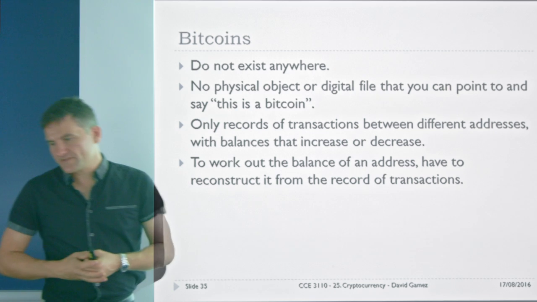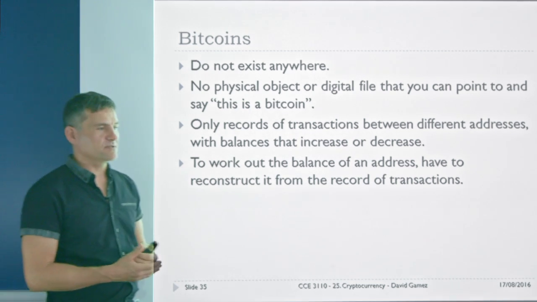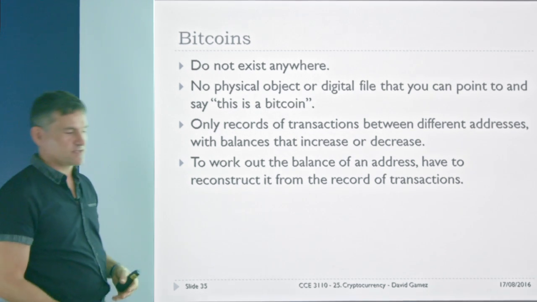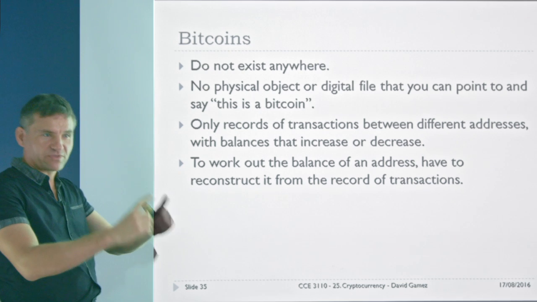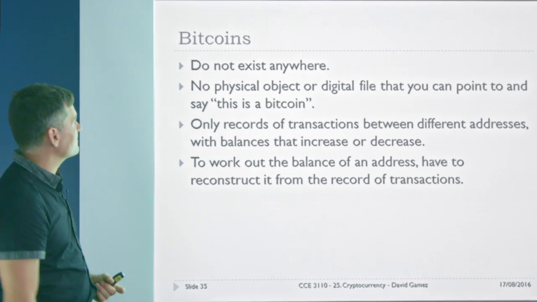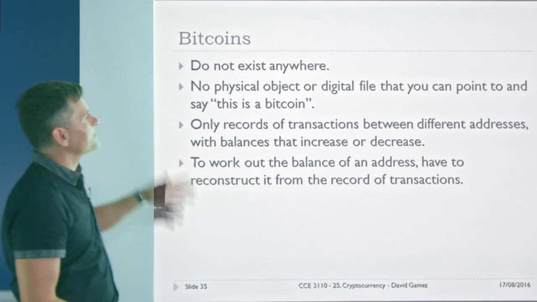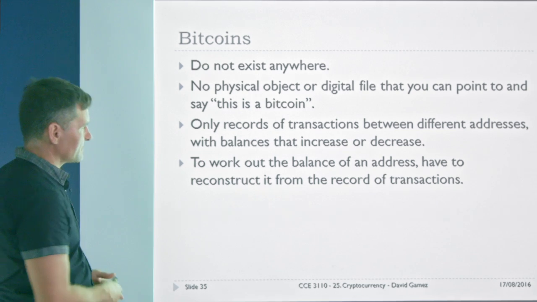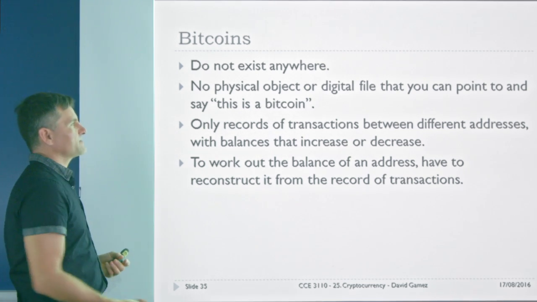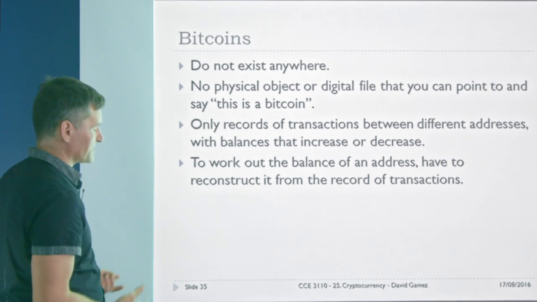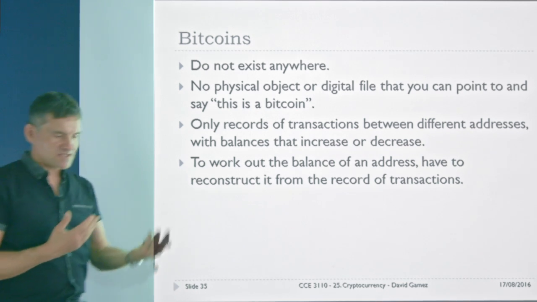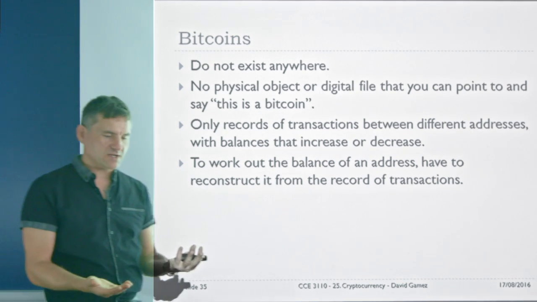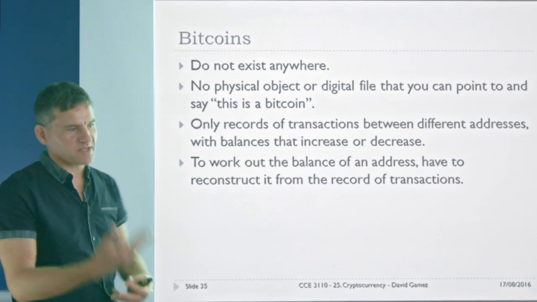Now, Bitcoins themselves actually don't exist anywhere. So there's no such thing as a Bitcoin. It'd be nice to have a big chunky gold thing that was your Bitcoin, given they're worth about $300 or whatever. That'd be nice to have, but it's not the case. There's no physical object or digital file you can point to and say this is a Bitcoin. There's only transactions that transfer money from someone to someone, and then more transactions that transfer money to someone else.